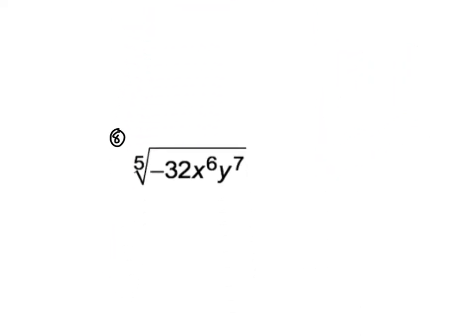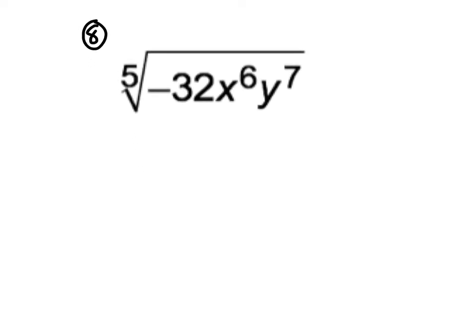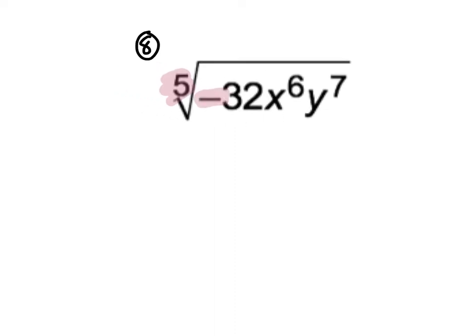Let's go to number 8. So this tells us we need to circle 5 things. And since our 5 is an odd number and we have a negative on the inside, we know our answer is going to be negative. So just a little side note, our answer needs to be negative.